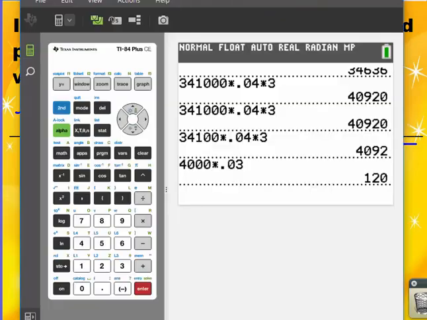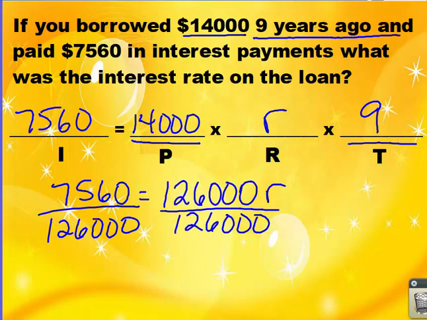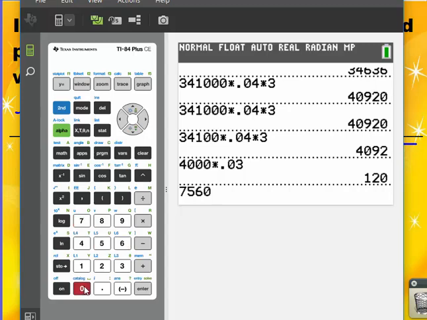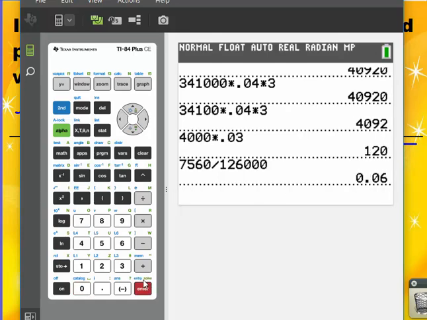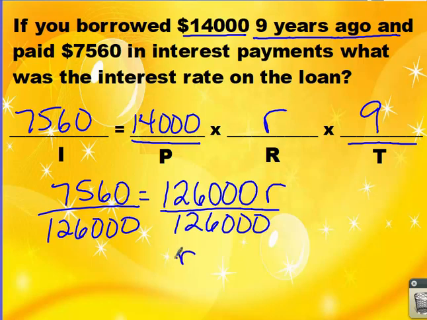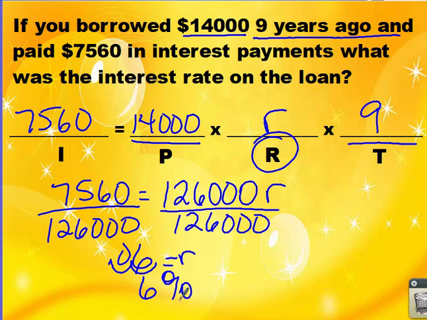Okay, so we go to our calculator. Let's see, what was it? 7,560 divided by 126,000. Hit those carefully so I don't double it up. And I hit enter, and we end up with 0.06 as our answer. So R is equal to 0.06. Now, that's a nice decimal number, but interest rate typically comes to us in the form of a percent. So we need to change this number back to a percentage. If I move the decimal over to the right, we end up with our rate being 6%.